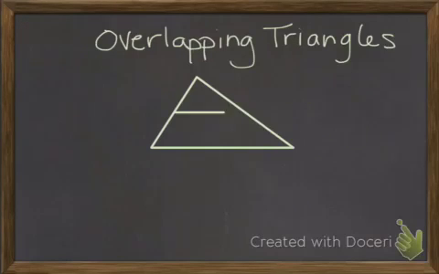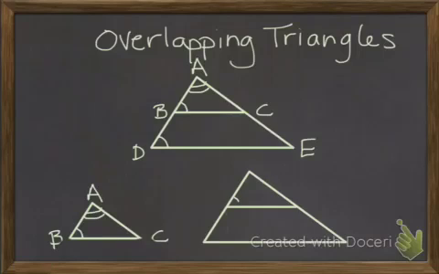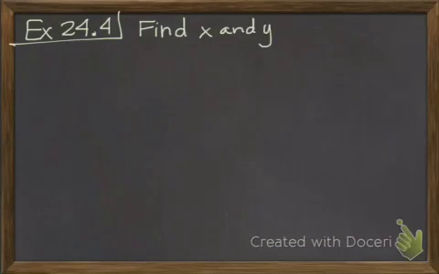Okay, so when we talk about overlapping triangles, a lot of times you'll have a problem that looks like this, and you can see that there really are two similar triangles in this case, because angle B is equal to angle D, and angle A is equal to itself, because angle A is part of triangle ABC, but it's also part of ADE. So we know that both of those triangles are going to be similar triangles, and so we can solve using proportions. So we'll do a couple of problems like that.